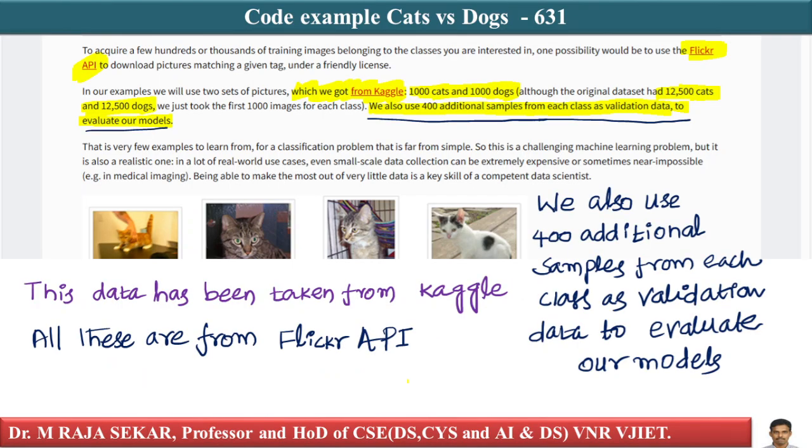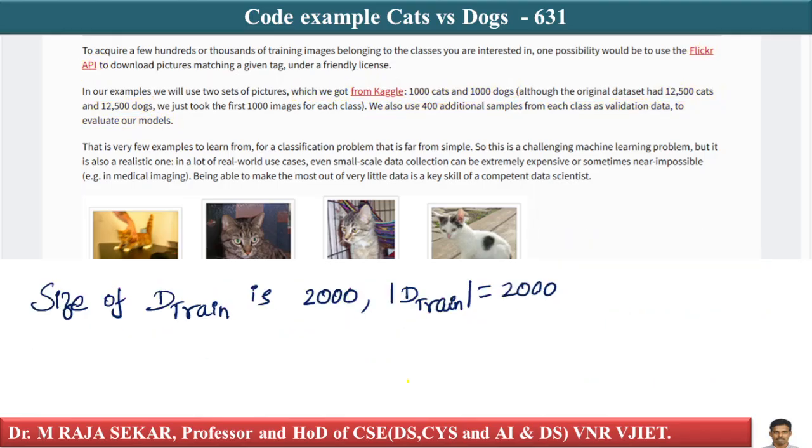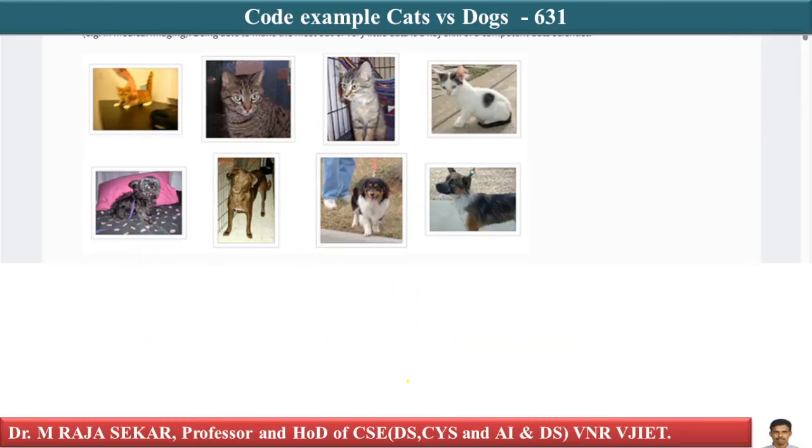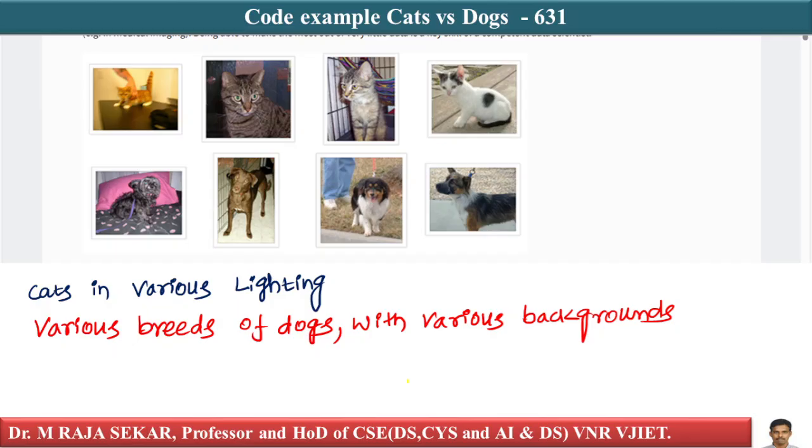We also have 400 additional samples from each class as validation data to evaluate our model. Therefore, the size of D test is 400 images of each class type. There are two classes, so totally there are 800 images. That is the size of D test. If you want to look at some images, these are your cats, in various lighting, various types of cats. Similarly, you can see the dog images, various breeds of dogs with various backgrounds.